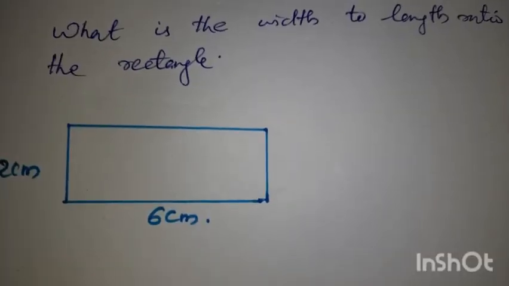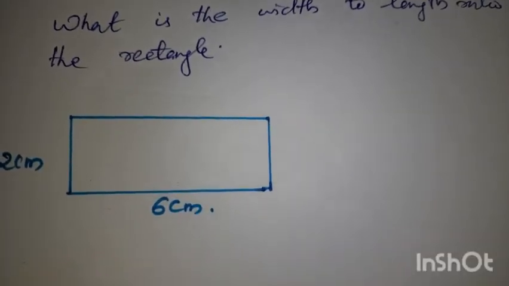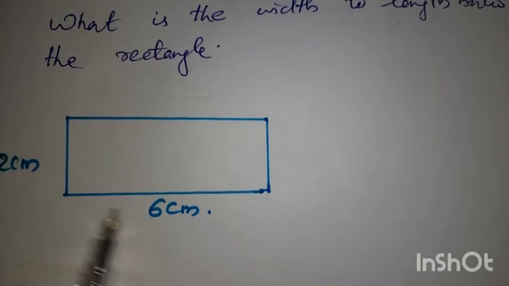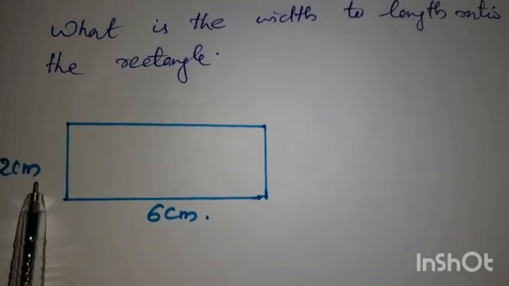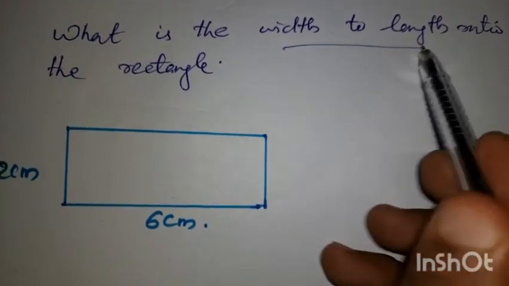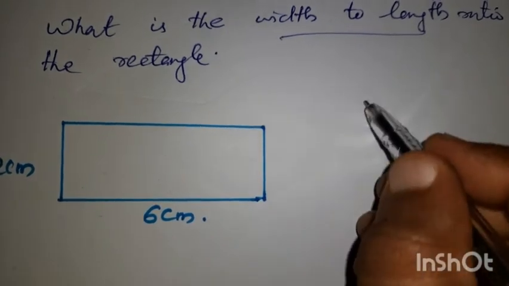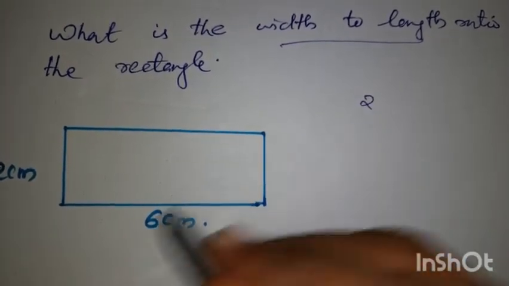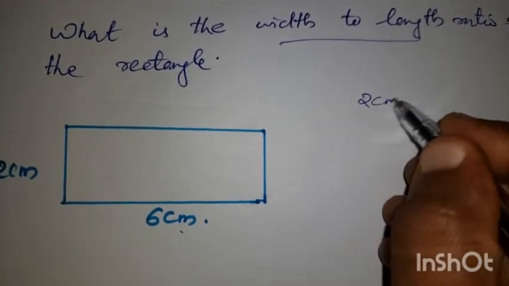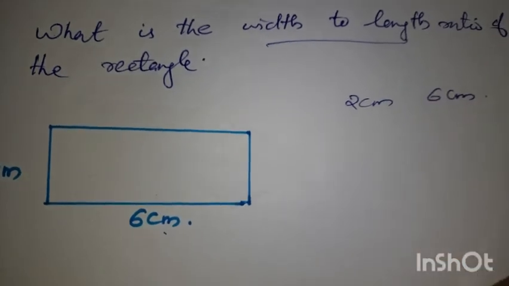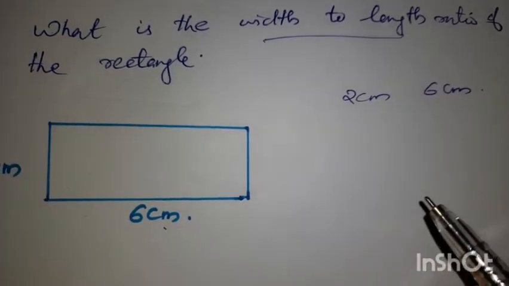What is the width to length ratio of the rectangle? Here the rectangle has length 6 cm and width 2 cm. We have to find out the width to length ratio. So width is how much? 2 cm. And the length is how much? 6 cm. We have to find out the ratio.